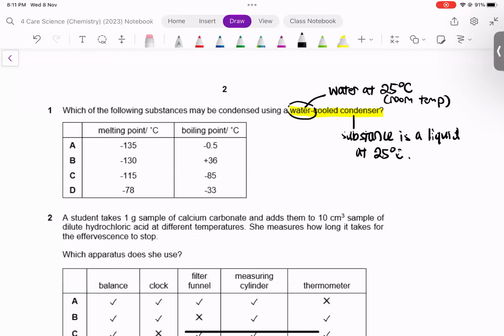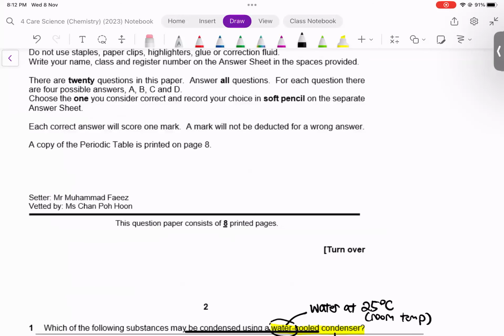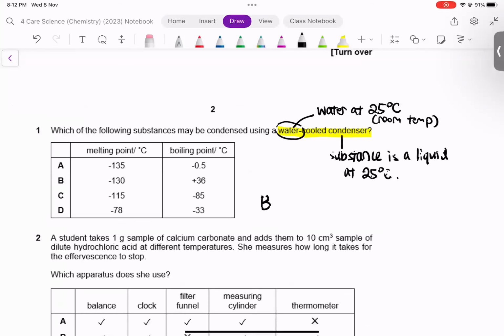So now you look through A, B, C, D. Which substance has a boiling point and a melting point which allows it to be a liquid at 25 degrees Celsius? I think it's quite clear-cut. The only one possible would be B. All right. So B is the only substance that will be a liquid at 25 degrees Celsius.